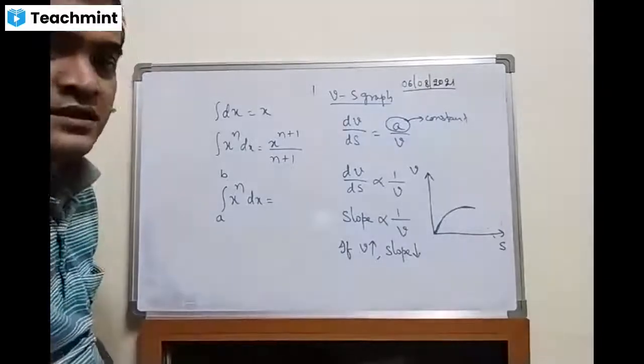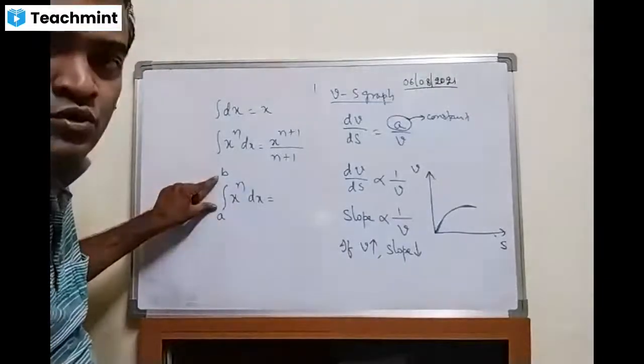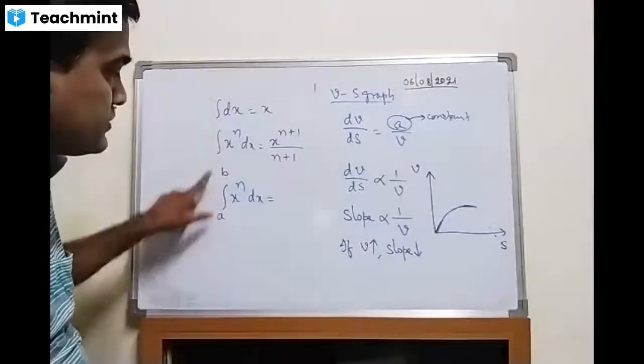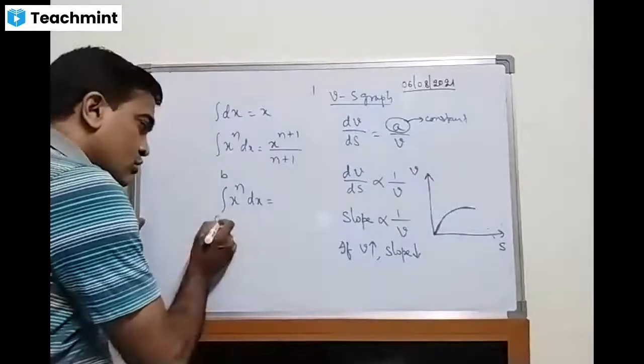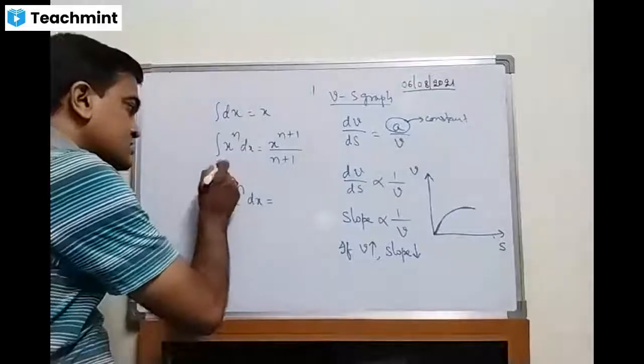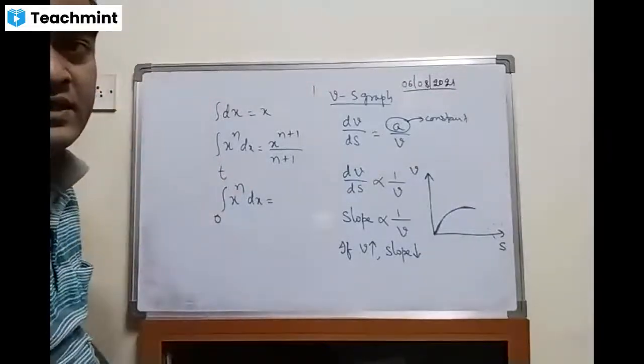See, that means this integration you can do only from a to b. Or let me take it like this: let me take 0 and here I'll take t.